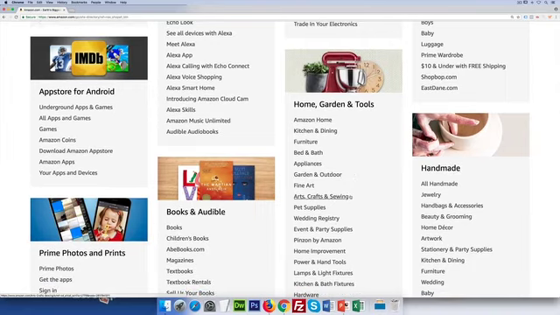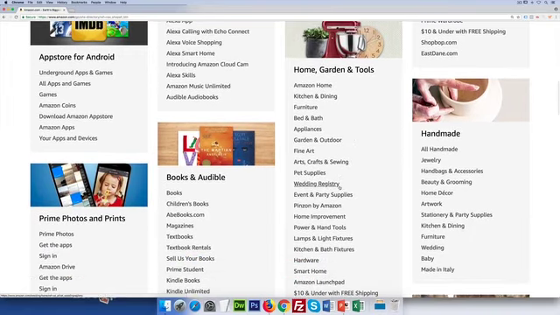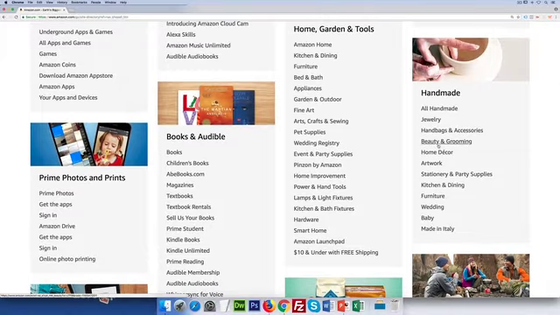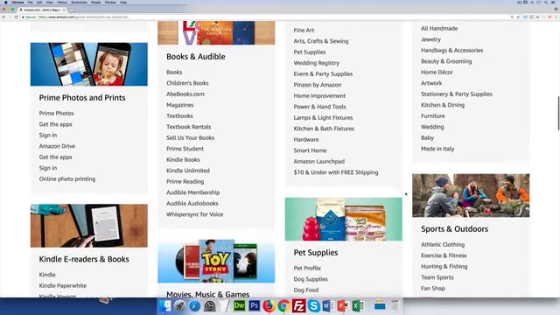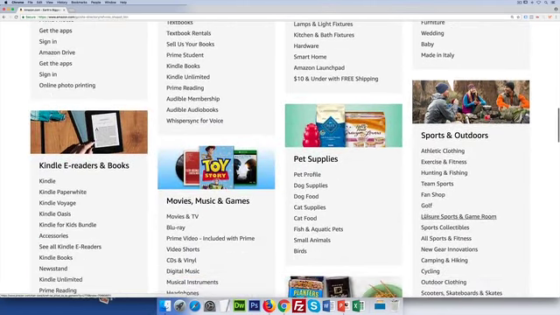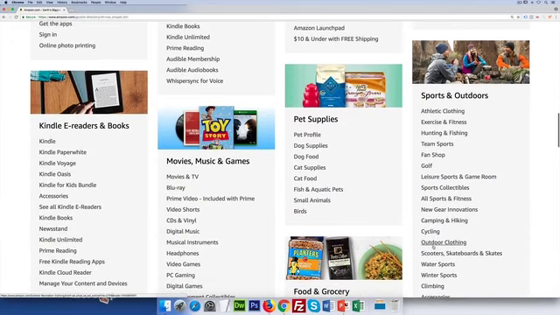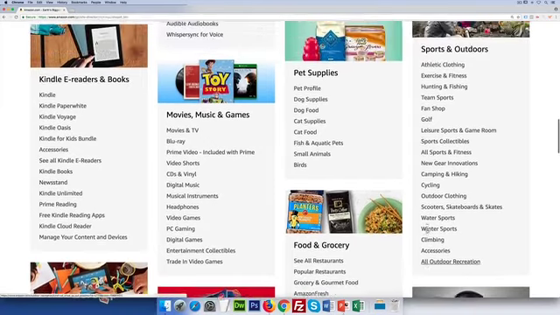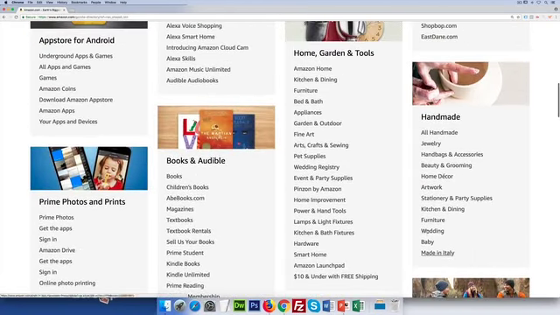You can go after people that are in craft, pest supplies. Wedding registry, huge one. Every day there are lots of people that are preparing for the wedding. You can sell wedding decor, home improvements. Let's see, there's home decor, beauty and grooming. You can go after kitchen and dining. There's a lot of niches that you can go after. Sports and outdoor. You can go after golf. Cycling is a big market as well. You can go after water sports. You can go after outdoor recreation. So there's a lot of things just on Amazon itself that you can actually look at.